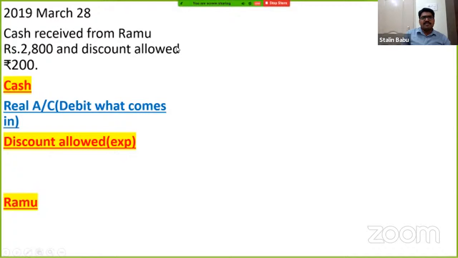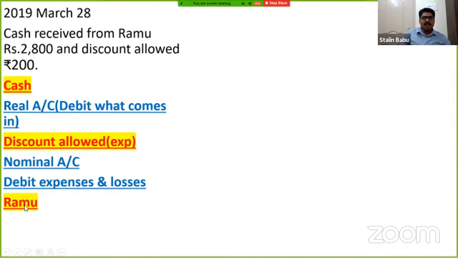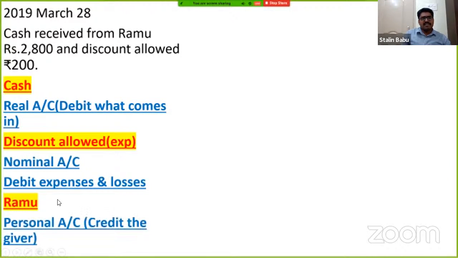Discount allowed is an expenditure to the business, so it is related to nominal account. According to the nominal account, debit all expenses and losses. So discount allowed account is debited. And finally, Ramu account is a personal account. Debit the receiver, credit the giver. Here, he is the giver of the cash, so his account should be credited. So the entry is cash account debit, discount allowed account debit to Ramu account.